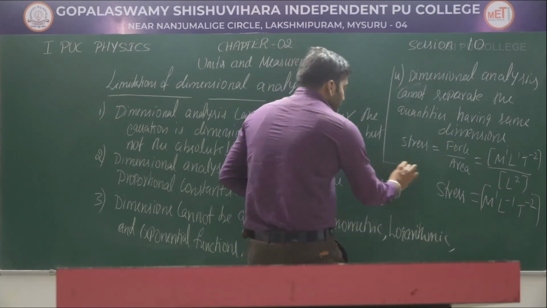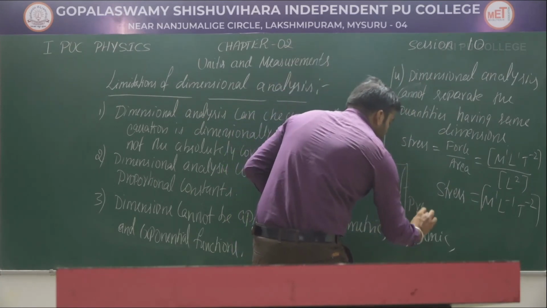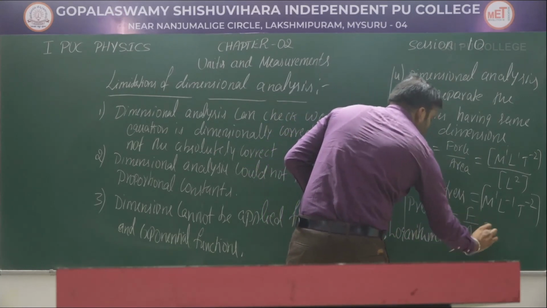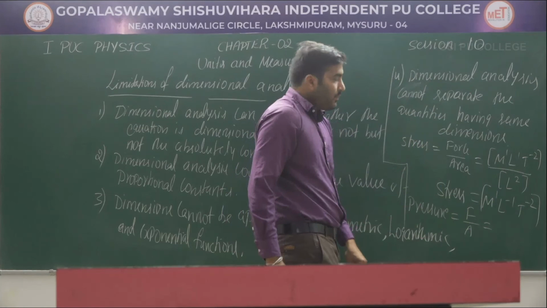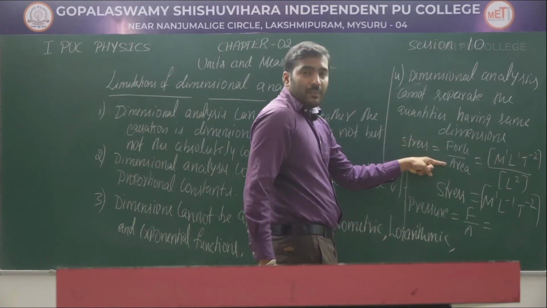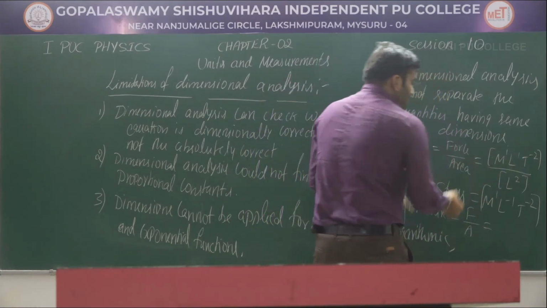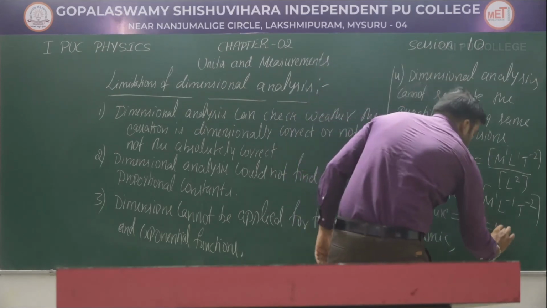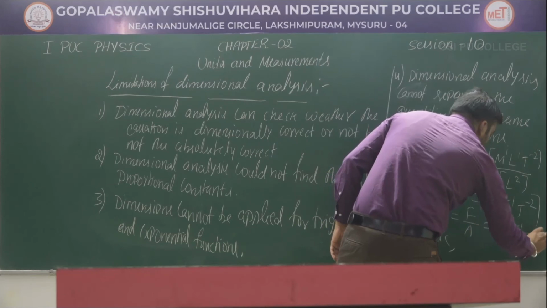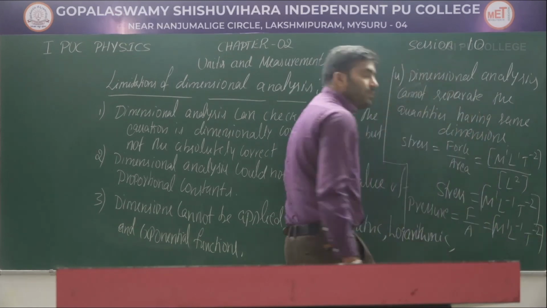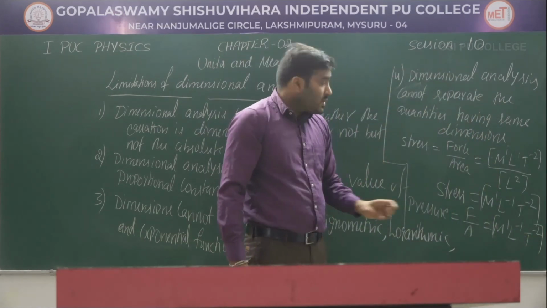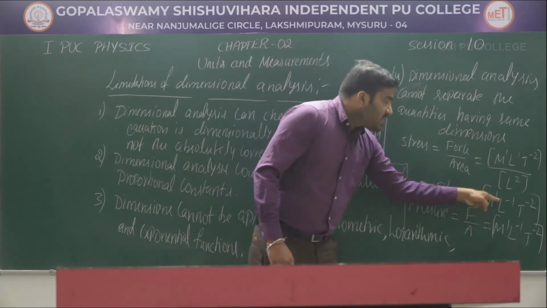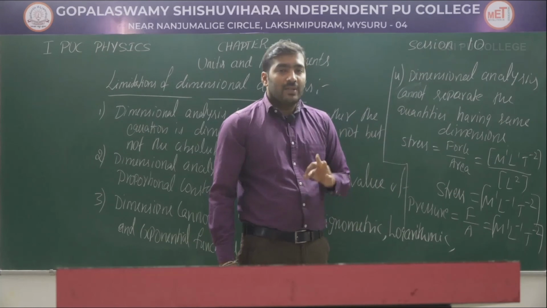If you write an equation for pressure, it also has the same equation as force by area. If I write the dimensions again, what dimensions do we get? The same: m power 1, l power -1 and t power -2. If you write the dimensions for two quantities like stress and pressure, we have the same dimensions.